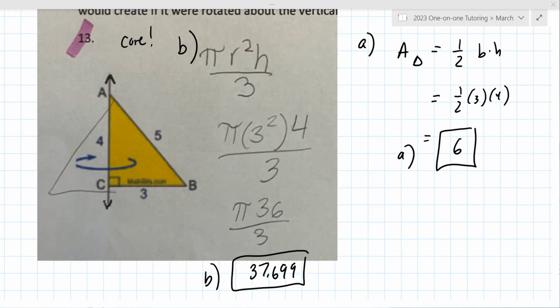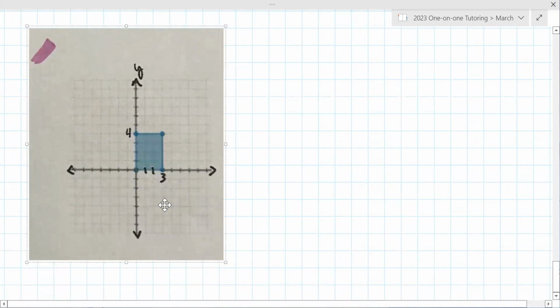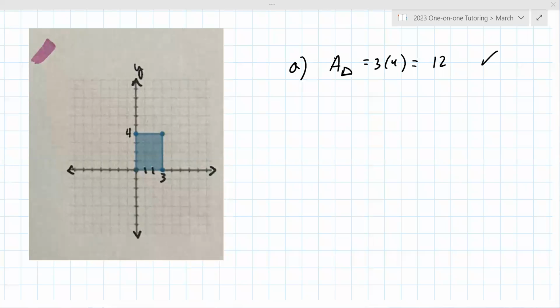How about the one on the right there? Oh yeah, that one too. It looks like the same thing. Looks like you did part B, but not A. Even though to do part B, you really need A, but sometimes this happens. So base times height, 3 times 4. Yeah, there you go. There's part B.